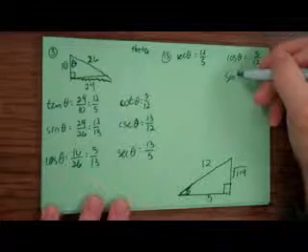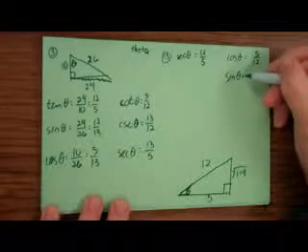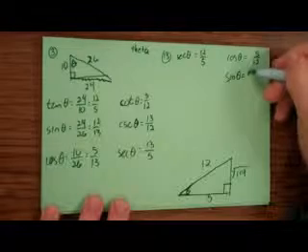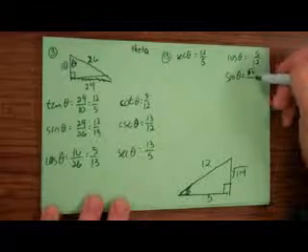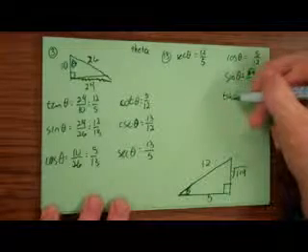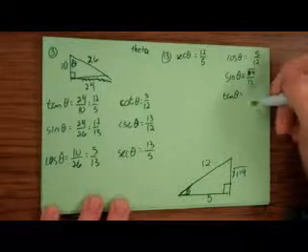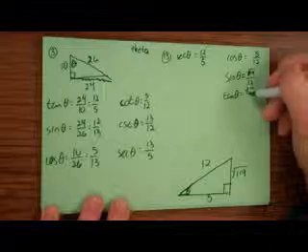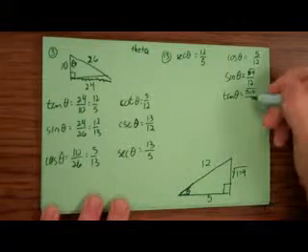So let's go with the sine. The sine is the opposite over the hypotenuse. The opposite is the square root of 119. The hypotenuse is 12. Done. How about the tangent? Tangent is opposite over adjacent. Opposite is the square root of 119 again, over 5.